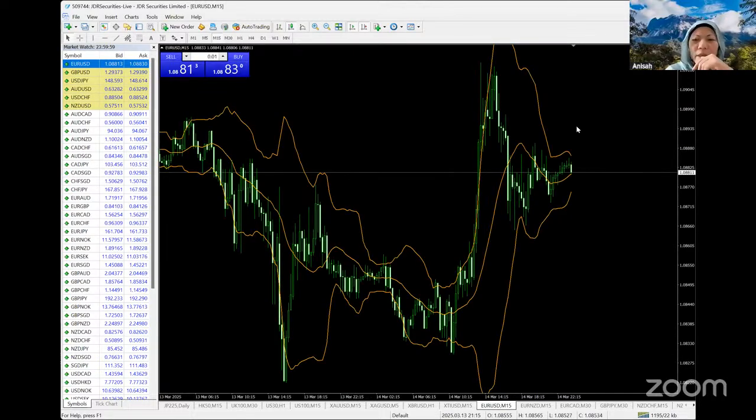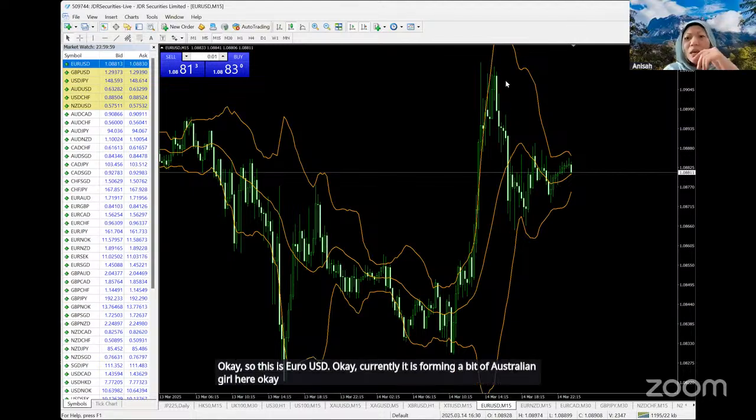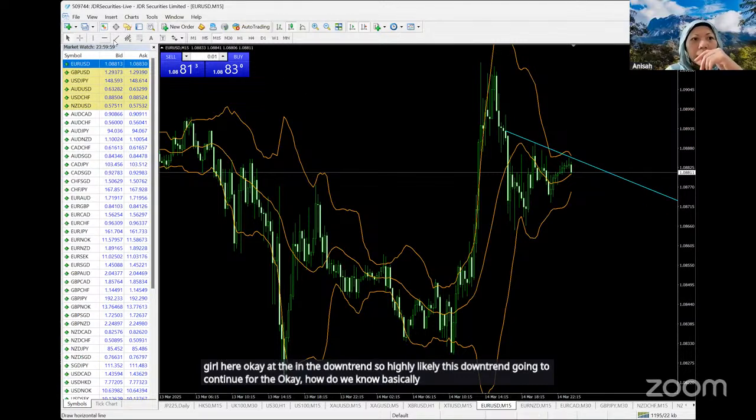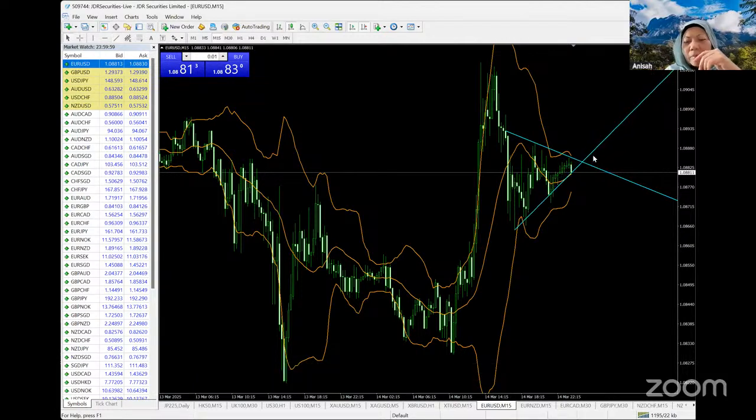Okay, so this is EUR/USD. Currently it is forming a bit of a triangle here, in the downtrend. So highly likely this downtrend is going to continue further. How do we know, basically? Since this is a downtrend and a triangle is a continuation pattern.